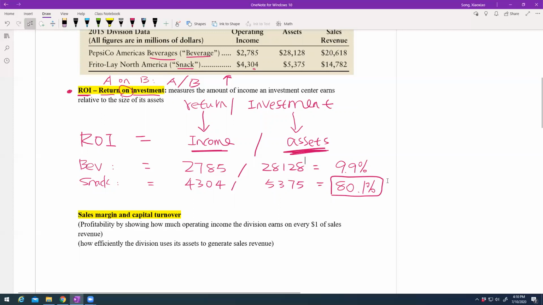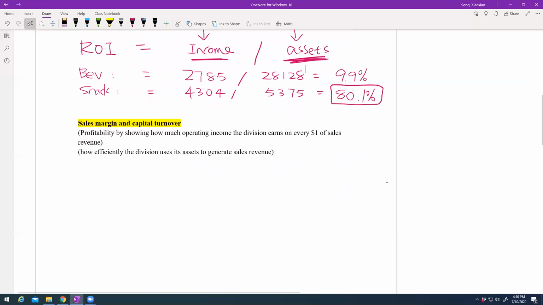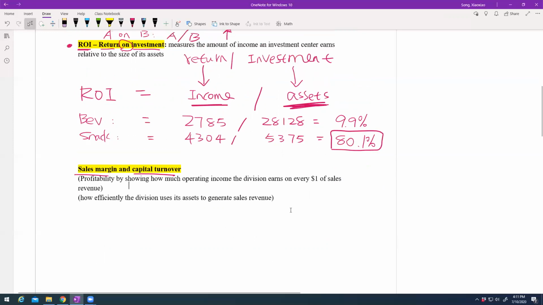Okay, so next one, we break it down into two different parts. One is sales margin, one is capital turnover. So now you do the same thing, but you have to do these two ratios.